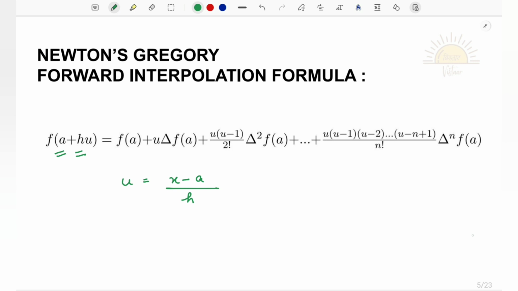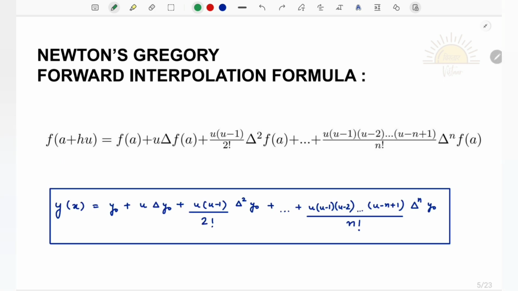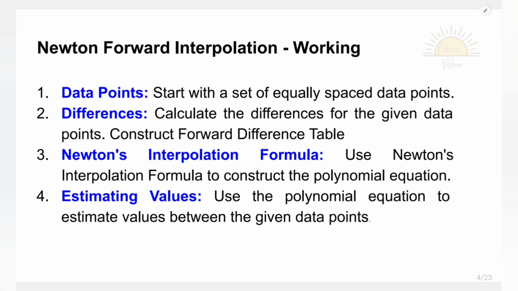If I write this formula in terms of x and y, we may rewrite it as y of x is equal to y naught plus u delta y naught plus u into u minus 1 by 2 factorial delta square y naught and so on up to the last term. Once you have the polynomial equation, you can use it to estimate values between the given data points. Simply plug in the desired input values into the equation and you will get the corresponding estimated output values.